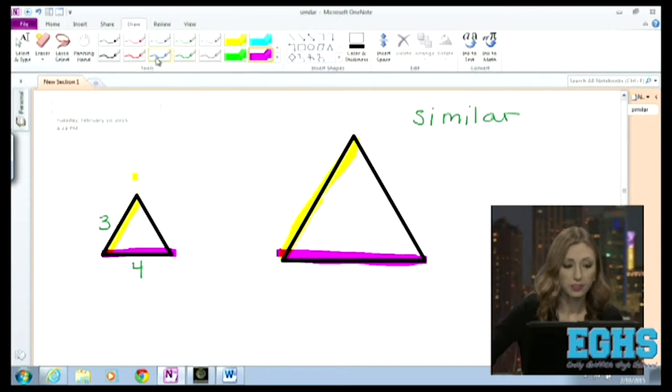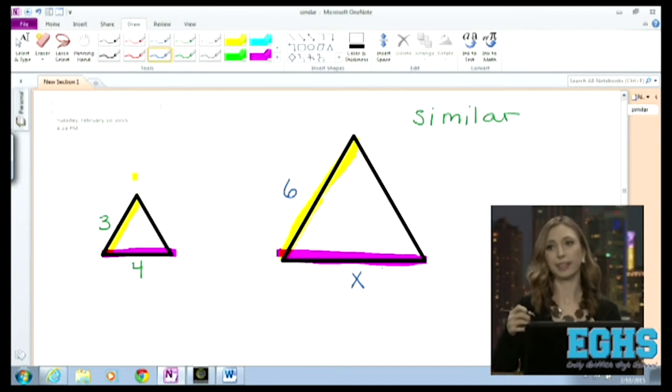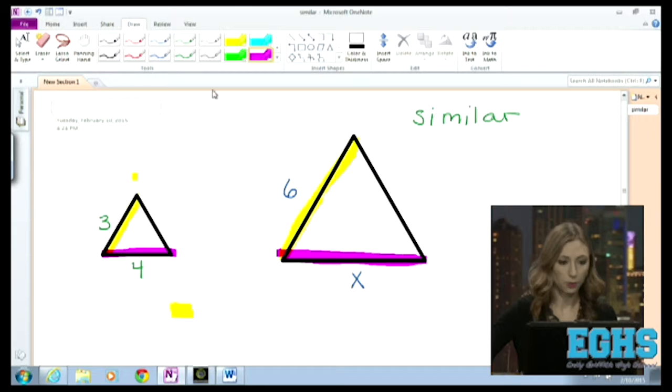So if they're truly similar, then we can set up a proportion. If I don't know what this bottom side length is, I can set up a proportion, and you just have to make sure that the yellow stays in the same place, either numerator or denominator, that the pink does. So I'm setting this up here so you can see it.